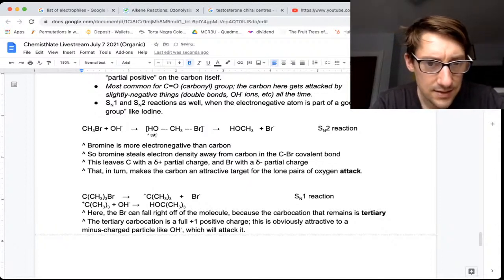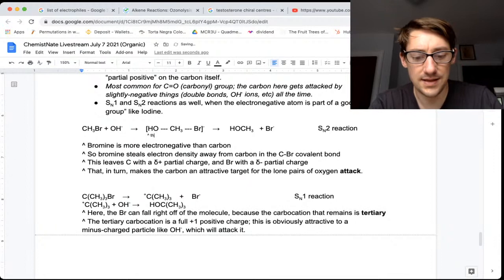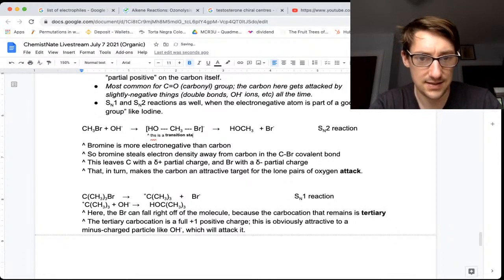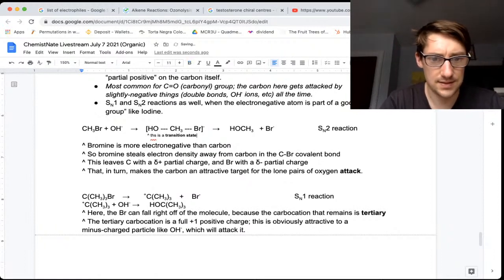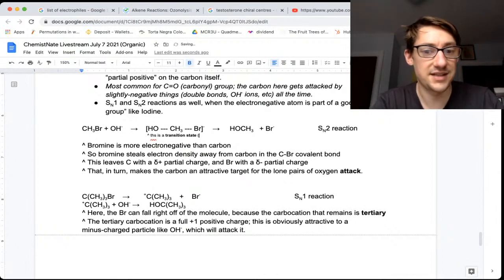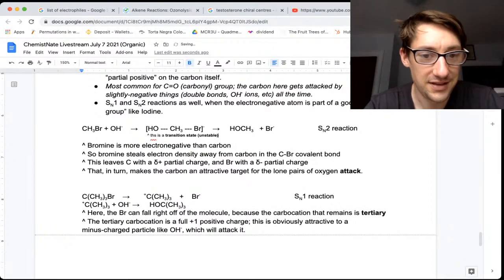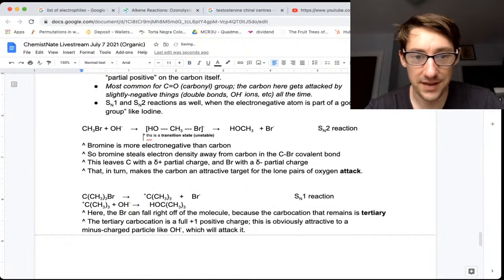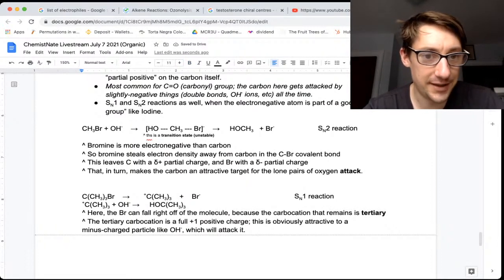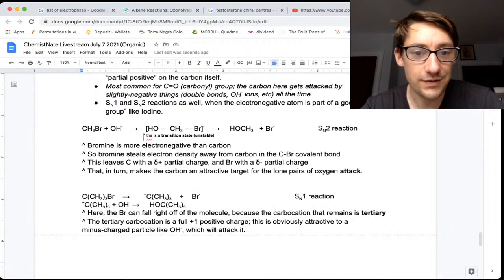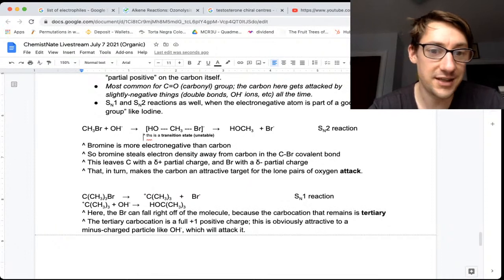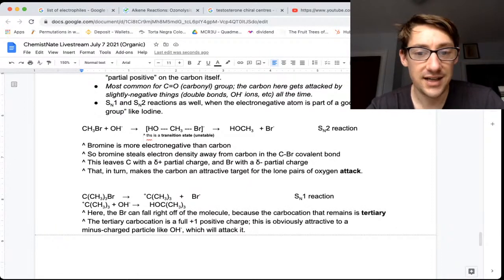This is a transition state. Which, by the way, is code for very unstable and will keep reacting from there. But it has a minus charge. The OH comes in from the opposite side. You've got 2 half bonds on either side, and you end up with a minus charge. Then the OH takes over for full, and the bromine has its full minus charge.